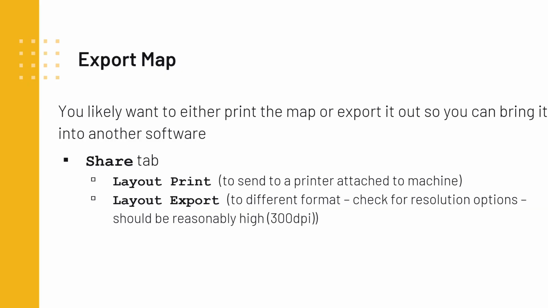Most people would like to take their map out of ArcGIS Pro and bring it into another program. To do this, you need to export your map. How do you do this? You're going to go to the Share tab at the top of the screen, and you're going to use the Layout Print option if you're sending it directly to a printer. Or if you're looking to export it out as a file, you can use the Layout Export option and choose a format that you'd like and verify the various parameters. You should be particularly cautious of the resolution. You'll want that to be at least 300 dpi.